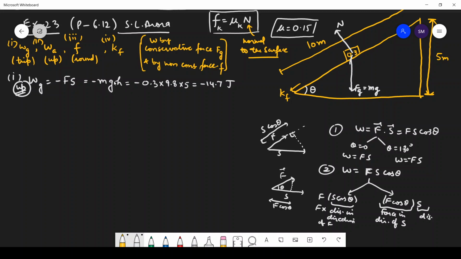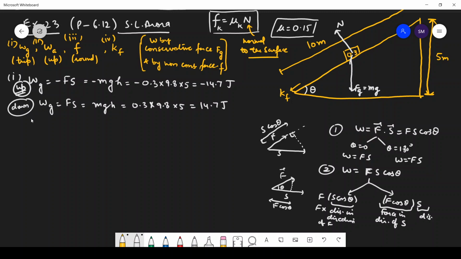This question is going to teach you a lot. So the work done by gravitational force is negative, because of course the force is downward and the displacement is upward. Next part, for the downward journey, the gravitational force is in the downward direction, displacement is also downward, so that's Fs now, and that is equal to mgh. So that's 0.3 into 9.8 into 5, that's plus 14.7 joules.